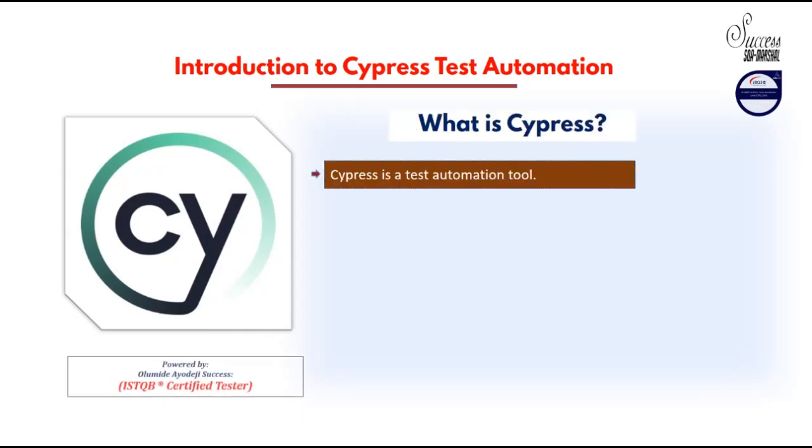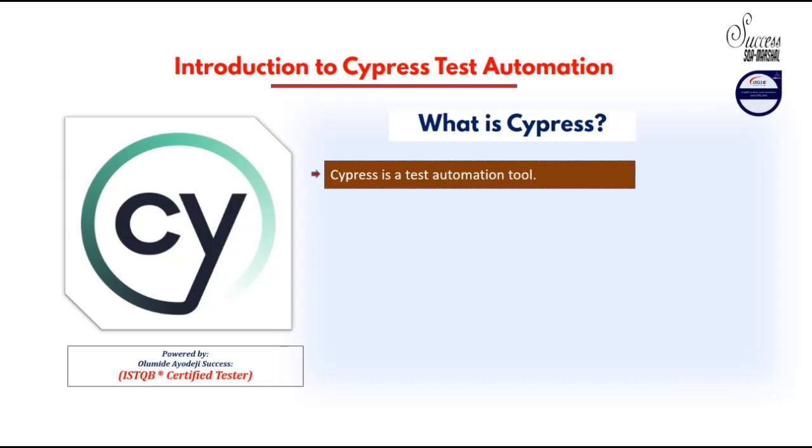The first thing is, what is Cypress? What is Cypress all about? First, Cypress is a test automation tool. We have other test automation tools like Selenium, Cucumber, Playwright, and Appium, which is for mobile testing. We have Katalon, there are a whole lot of test automation tools. We have TestSigma, so we have a whole lot of test automation tools in the market, but here I'll be talking about Cypress.